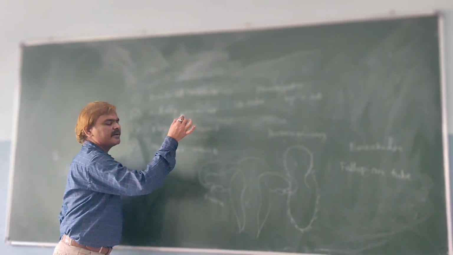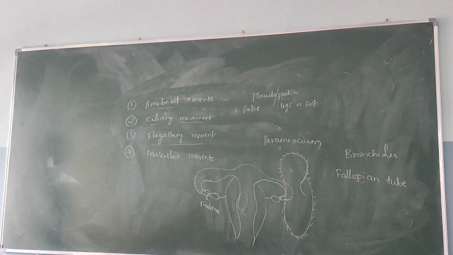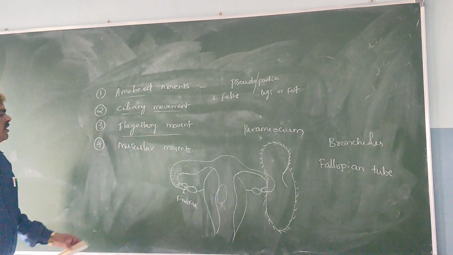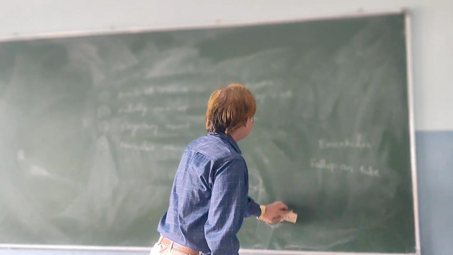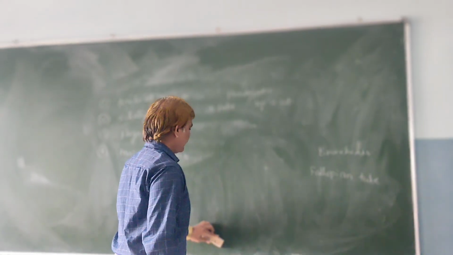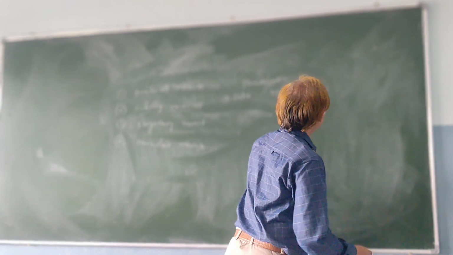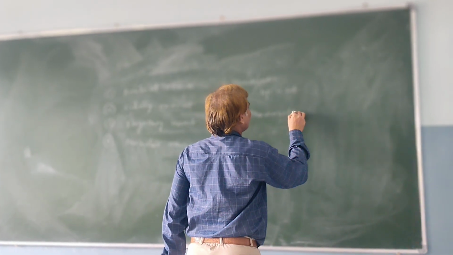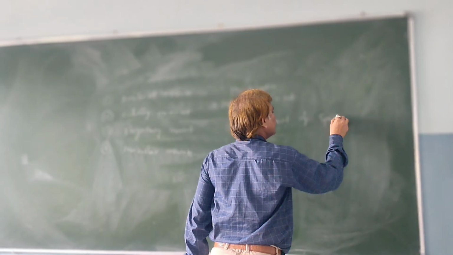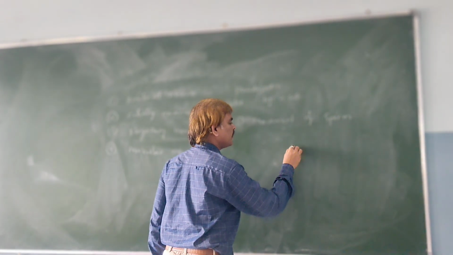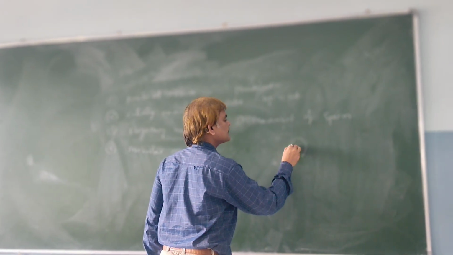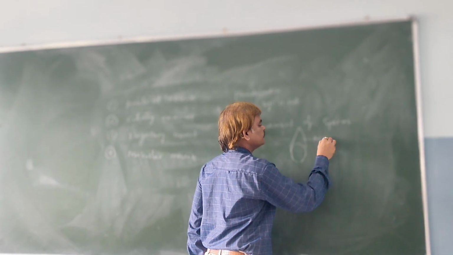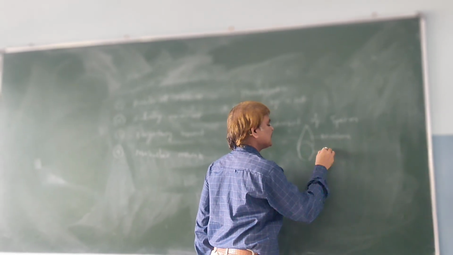Next, coming to flagellary movement. Flagella are responsible for the movement of an organism, which is called flagellary movement. There are a total of 3 examples of flagellary movement. The first one is the movement of the sperm. Why does the sperm move? We know that the head is present, and the head is covered by the acrosome. What is this called? Acrosome. And this is called the head.